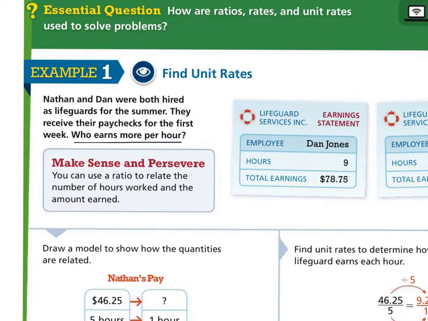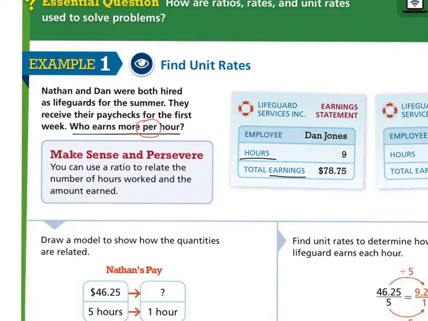So you can see here's the earnings, here's the hours. When you see the word per, that means you can divide. Earnings per hour, we need to take the earnings divided by the number of hours. That'll give us our earnings per hour. Okay, so the book shows us a little different. We'll talk about that in just a minute.